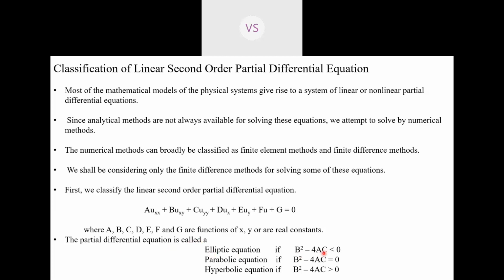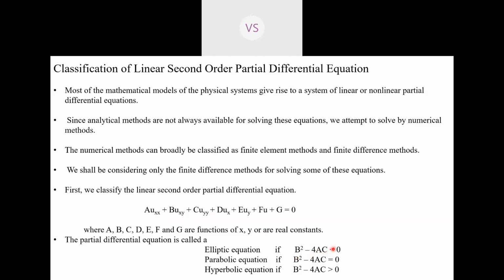First you have to find out the value of b square minus 4ac. A, B, C are the coefficients of the higher order derivatives. So we'll consider these coefficients, and we have the formula b square minus 4ac. You have to find out this value of b square minus 4ac.